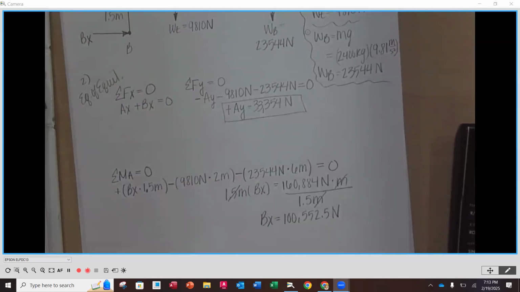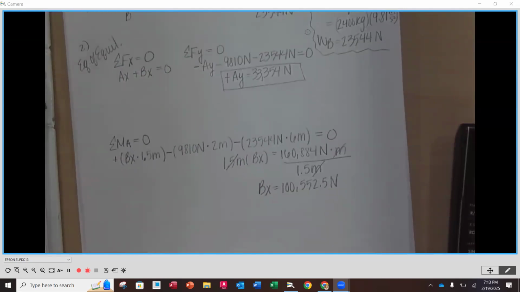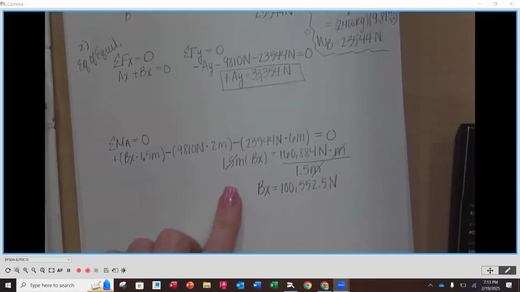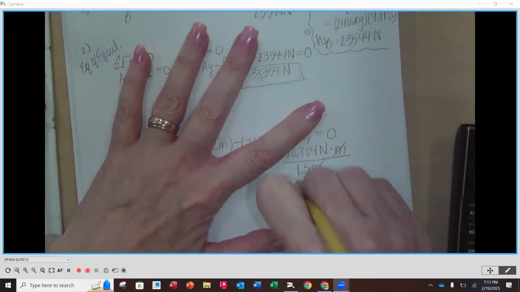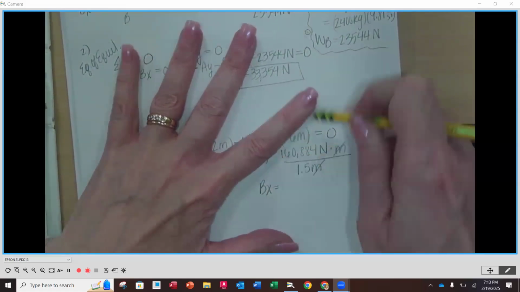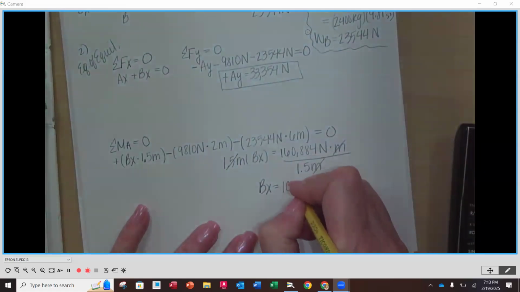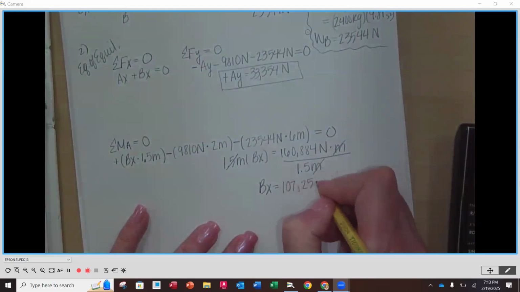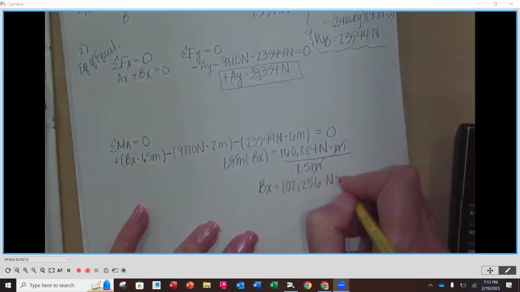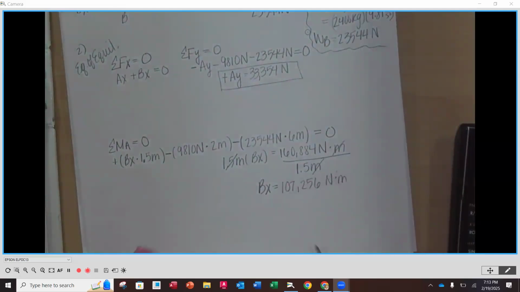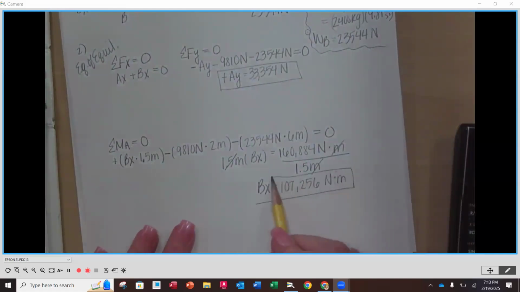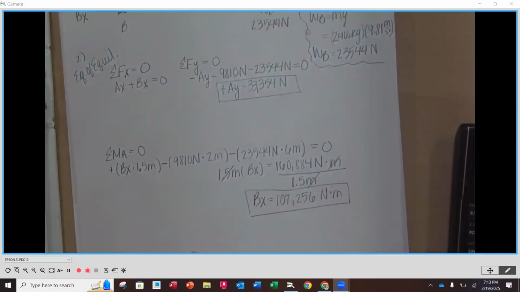Okay, I know it's in the rounding. Did you get 100,552? No? You did, okay. I must have not divided by 1.5 correctly. I must have keyed in something different. I get it now, 107,256 newton meters. There we go. So BX, this is my value.